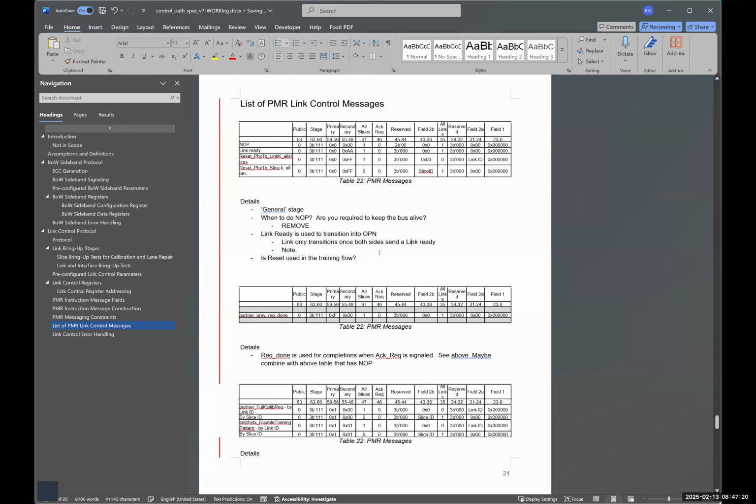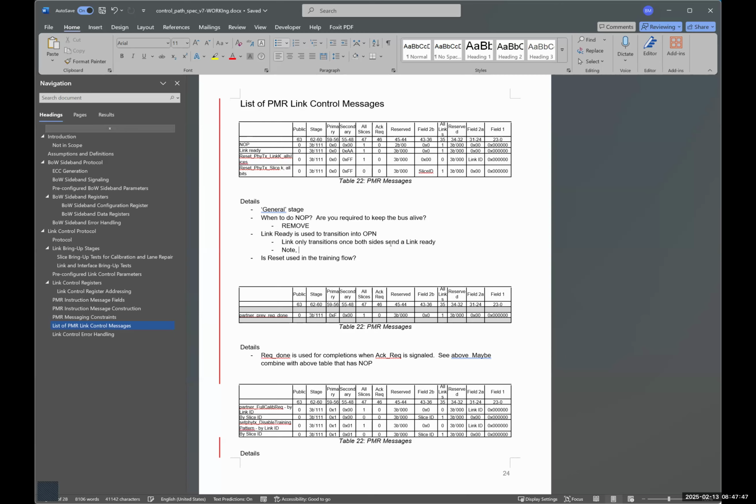All right, wait. What were we talking about right before that? Ram, do you remember what you were saying right before that? We were talking about the link ready and why it was in the open, or in the general category. Oh, right. Okay.